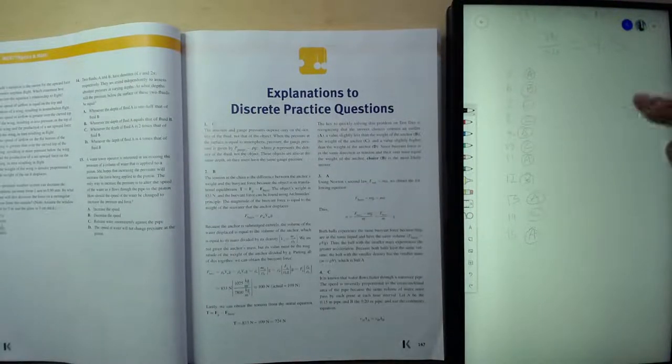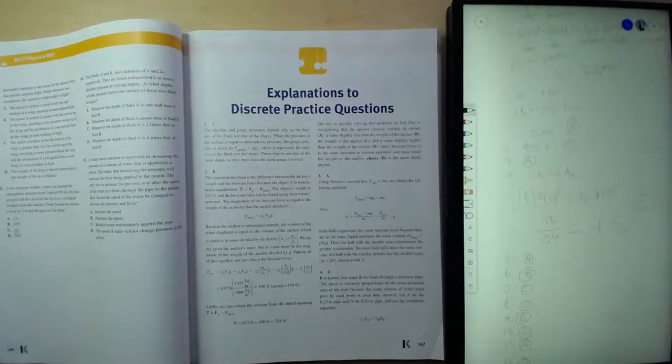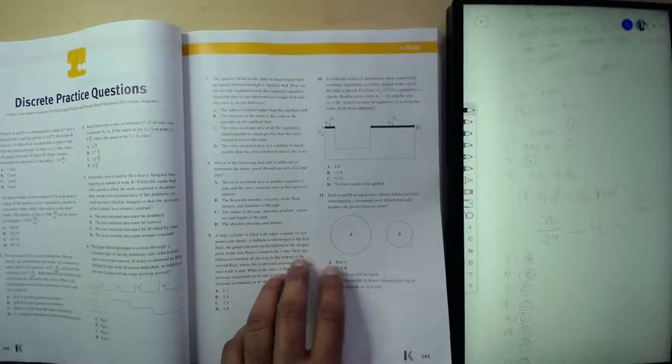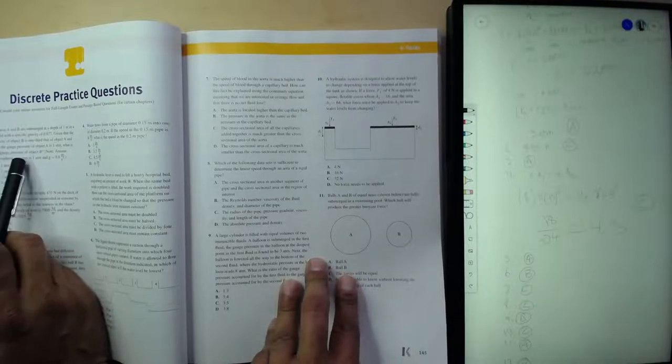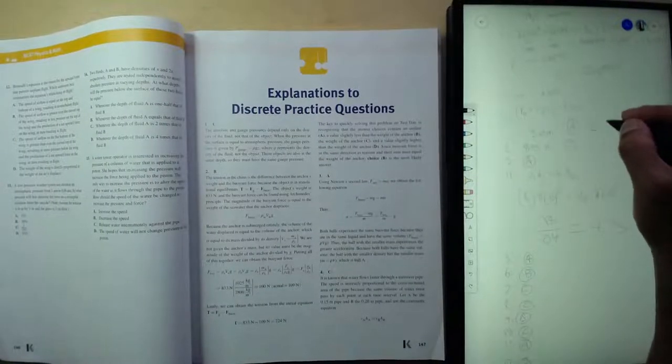All right, one. I said A. They said C. The absolute and gauge pressures depend only on the density of the fluid, not that of the object. When the pressure at the surface is equal to atmospheric pressure, the gauge pressure is given by P gauge equals ρgz, where ρ represents the density of the fluid, not the object. These objects are also the same depth, so they must have the same gauge pressure. It's not going to be one-third. It is three. C. Okay. C.